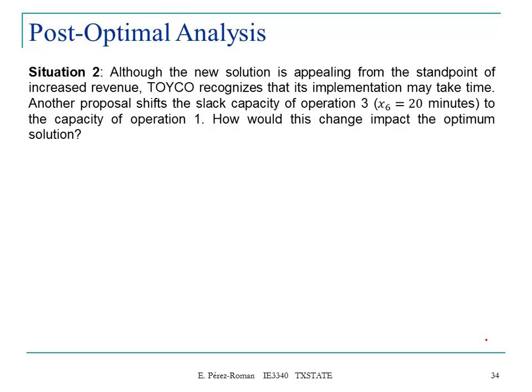Although the new solution is appealing from the standpoint of increasing revenue, the company recognized that its implementation may take time. So another proposal shifts the slack capacity of operation 3, in which you have x6 equals 20 minutes, to the capacity of operation 1. How will this change the impact in the optimal solution?